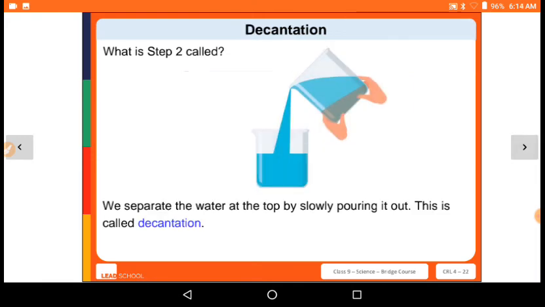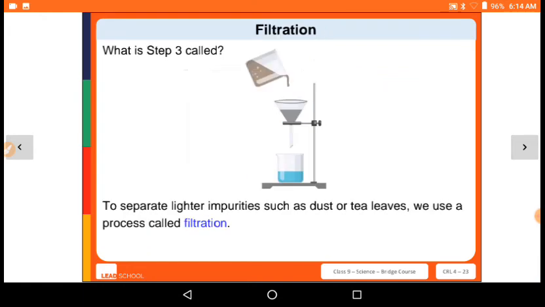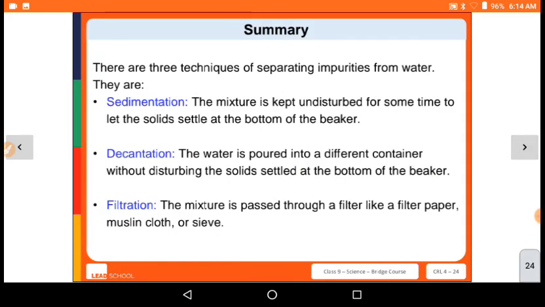Step 2 is decantation. We separate the water at the top by slowly pouring it out. This is called decantation, which is step 2 in our case. And step 3 is to separate lighter impurities such as dust or leaves. The process we use is called filtration. Then we filter, which is called step 3, filtration.